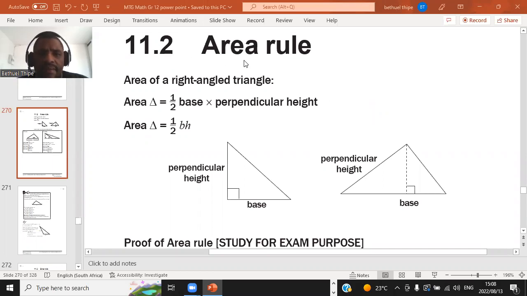Now we are going to observe the concept of the area rule. I would like to define the word area first. Area simply means the region that covers the whole object. So if we want to see the area of this object, we have to make sure that we shade all this part here. We shade all of this, then that is the area. So when I speak about the area, we're speaking about the region that covers the whole object.